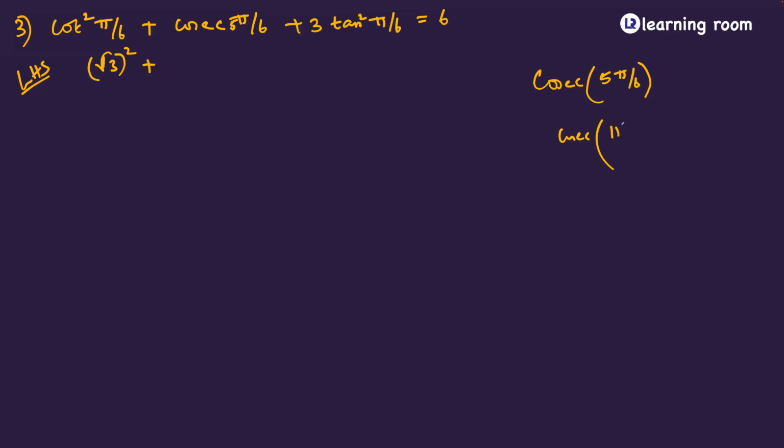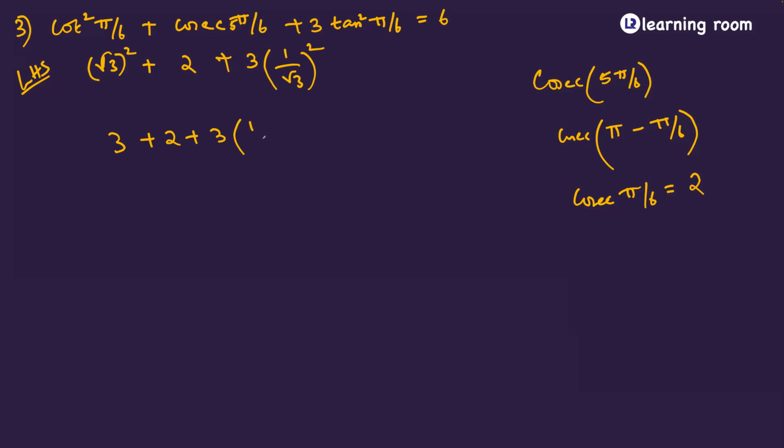So cosecant of pi minus pi by 6. So pi minus means you're following the second quadrant. In the second quadrant, cosecant is positive. So you write this as cosecant pi by 6. You know that sine pi by 6 is half, so cosecant pi by 6 will be 2. So here it will be 2 plus 3 into tan pi by 6, which is 1 by root 3. So you have 1 by root 3 the whole square. So you have 3 plus 2 plus 3 into 1 by root 3, the whole square is 1 by 3.